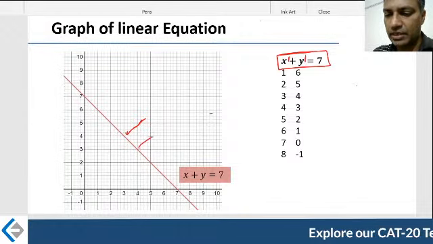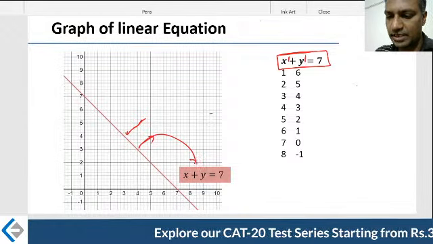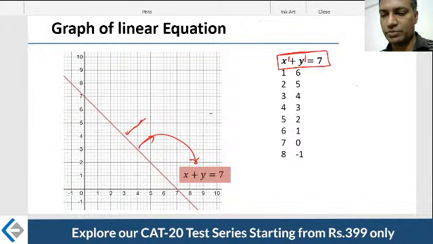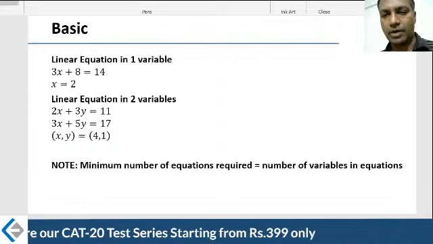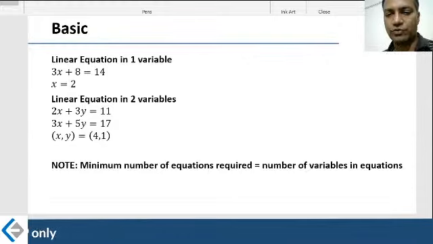The equation of this particular line is nothing but x plus y is equal to 7. That is the equation of this particular line. So there is a line in the plane. If I were to write the equation for this, this is how it kind of looks like, right? So that's a basic part of it, something that you have to understand.